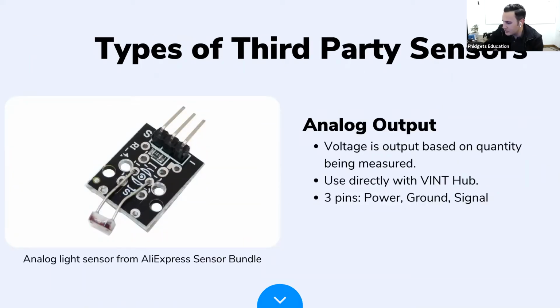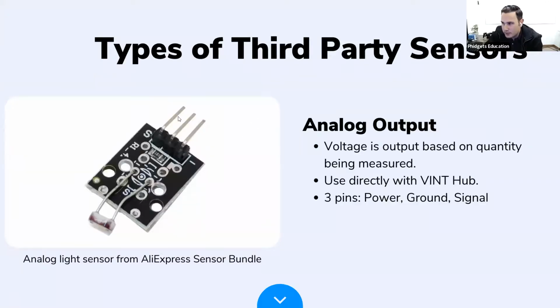So I have this sensor with me right here. Hopefully you can see that a little bit better. But basically what this is, is an analog light sensor. So you may have seen a sensor like this if you are using Arduinos in your classroom. But basically, as we can see from the image, it has 3 pins here.